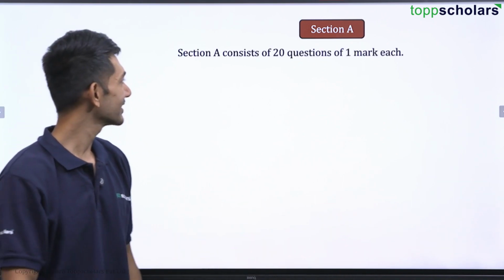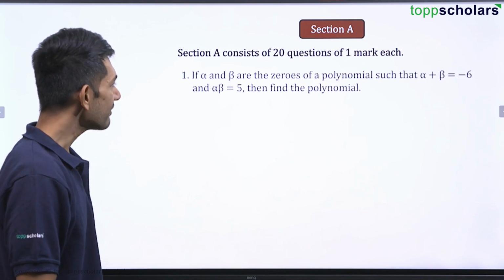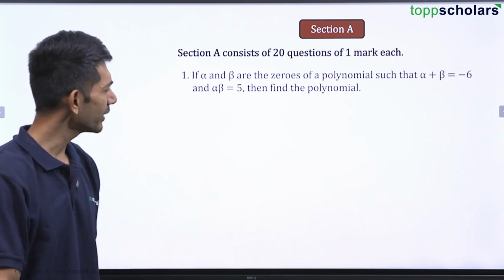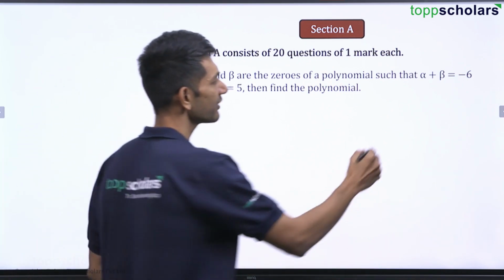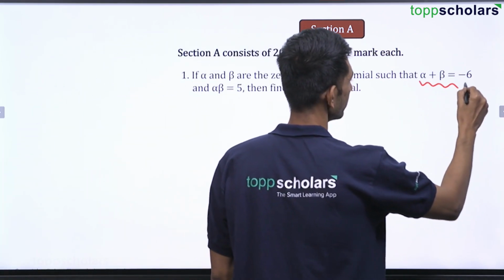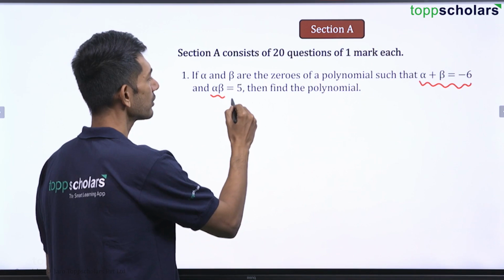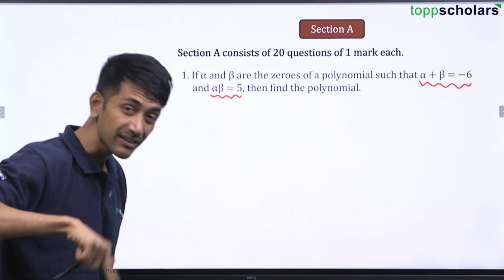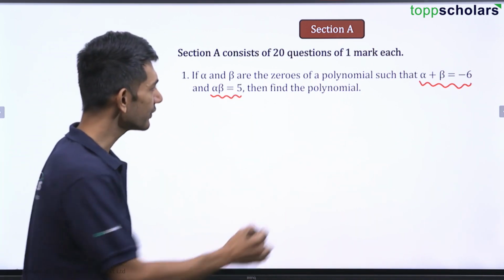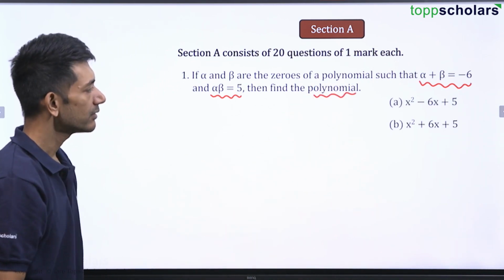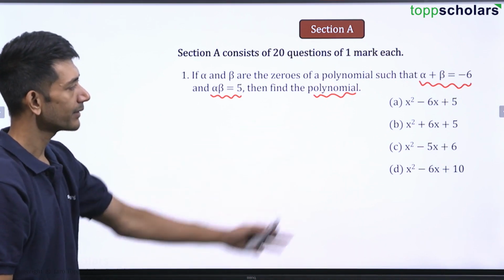So here is the first question. It says alpha and beta are the zeros of a polynomial, such that alpha plus beta is minus 6, that is, sum of the zeros is minus 6 and the product of the zeros is 5. Then we are supposed to find the polynomial. That means we are going to create the polynomial over here. And the 4 options are given. Have a look at this.